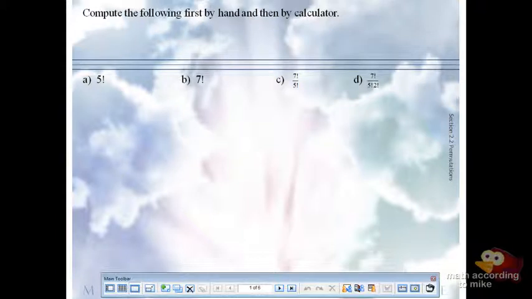Okay, so in part A here, by definition of a factorial, 5 factorial means you start at 5 and you keep multiplying down until you get to 1. So 5 times 4 times 3 times 2 times 1. Notice this gives you 120.